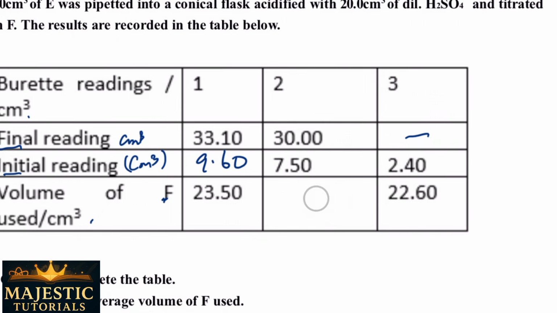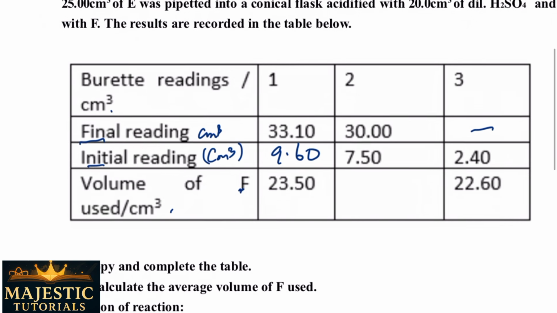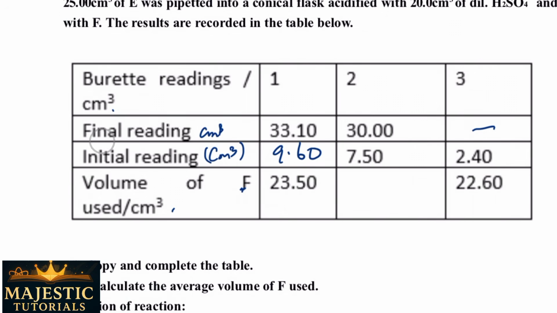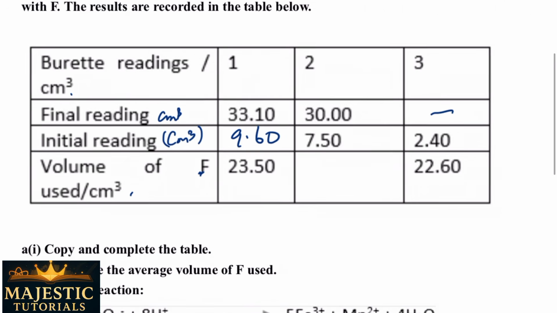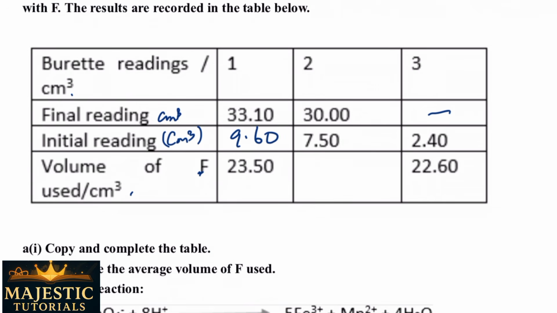Now this is very simple. Our initial was 7.50. The final here was 30. We record initial first before final, but in writing we write final before initial so that the maths will be easy for you. So normally, 30 minus 7 is 23, but we removed another 0.5, so it's going to be 22.5. That should be here.